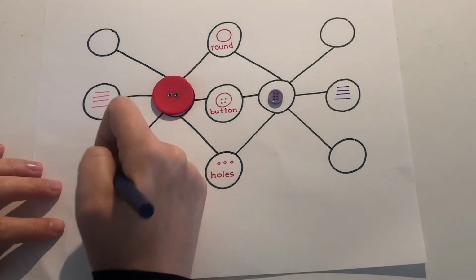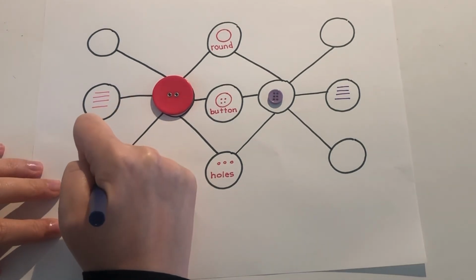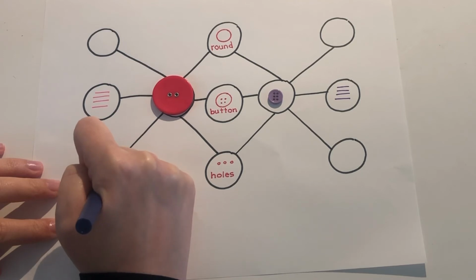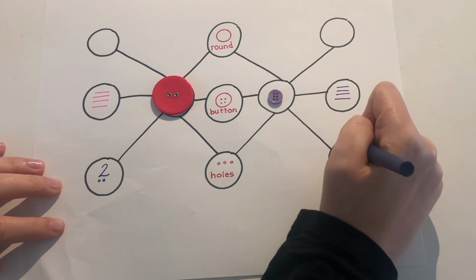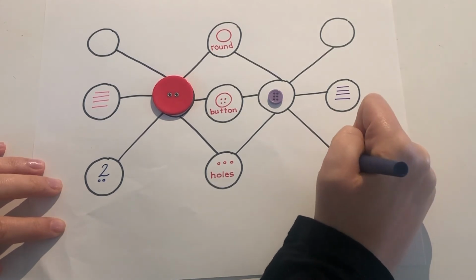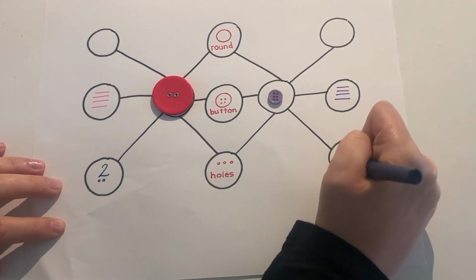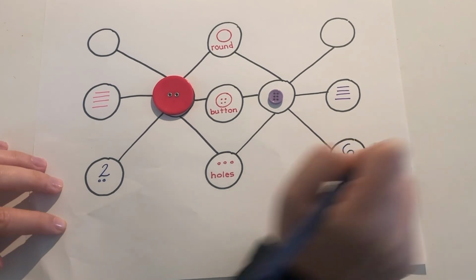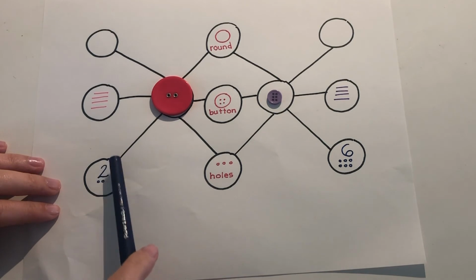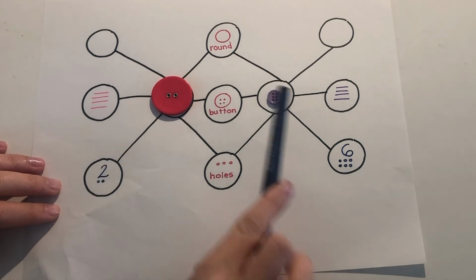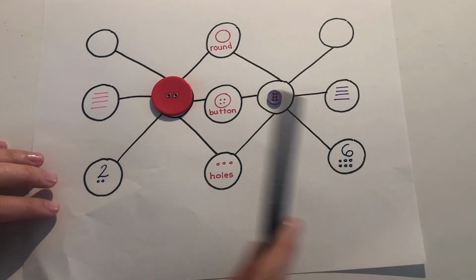I'm going to write the number 2 with 2 little holes under it. Over here, I'm going to write the number 6 with 6 holes under it. That's a difference between these two buttons. This button has 2 holes. This button has 6 holes.